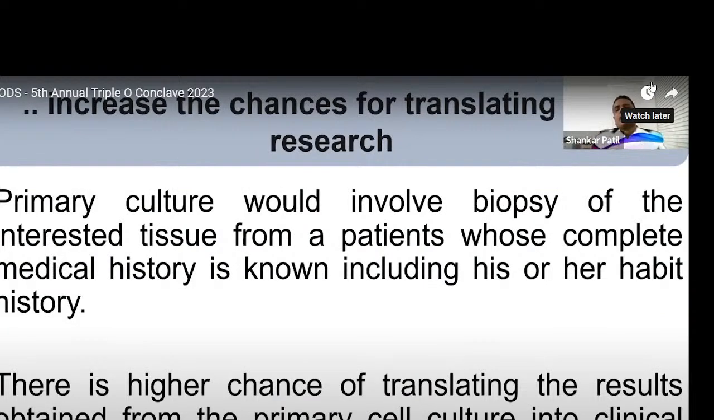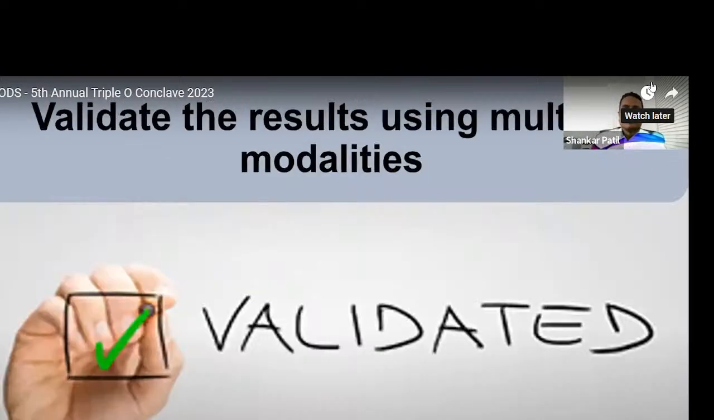So how do you translate basic research into clinical use? Primary culture should involve a biopsy of the tissue of interest from a patient whose complete medical history is known, including his or her habit history. For such cases, there is a higher chance of translating the results obtained from the primary culture into clinical practice. So try to replicate the real-time situation as much as possible.